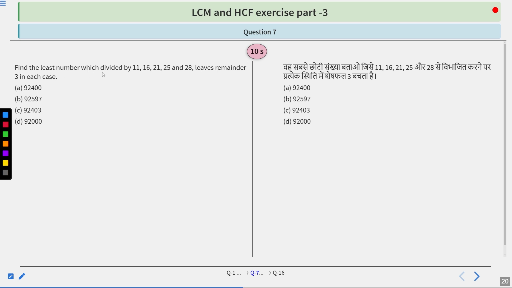Find the least number which divided by 11, 16, 21, 25, and 28 leaves remainder 3 in each case. Options are 92,400, 92,597, 92,403, and 92,000. These are the options.